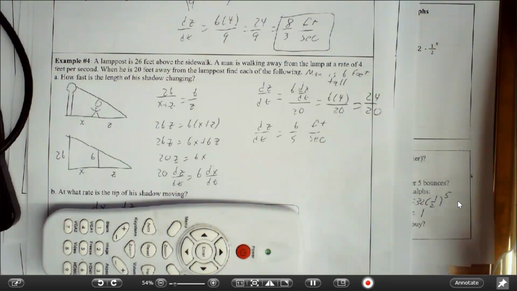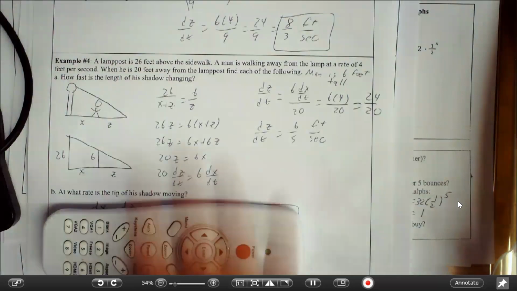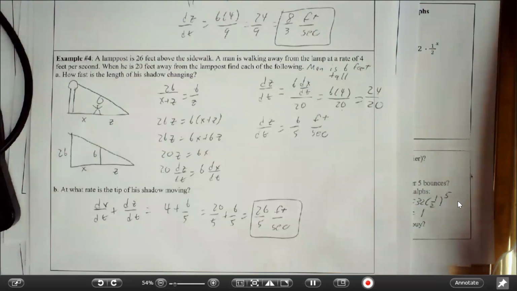Now, the way we're going to find this tip is the tip is being affected by two different rates. How fast the man's walking, because if the man keeps walking, this tip is moving. And then also the length of the shadow, if it's increasing or decreasing, is also moving the tip, right? So this one's actually really simple. All you have to do here is just add the two derivatives, dx dt plus dz dt, because it's being affected by two different rates.